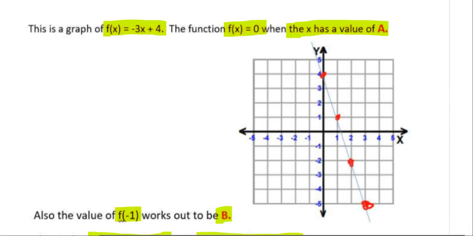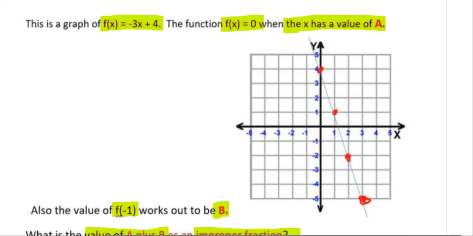Question 11, this is a graph. The function f of x equals 0 when x has a value of a. So what's a? So f of x equals 0. This is our y value is 0. We're looking for when the y value is 0. That's along the x-axis. We are looking for the x-intercept. The x-intercept is right there, 1 and a bit.